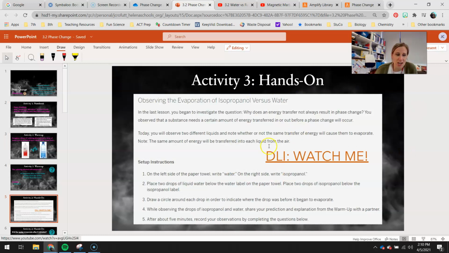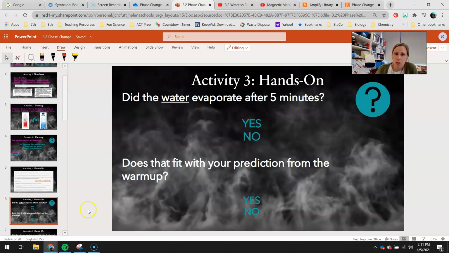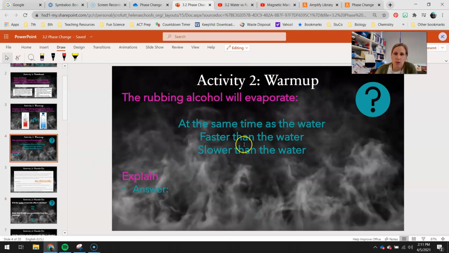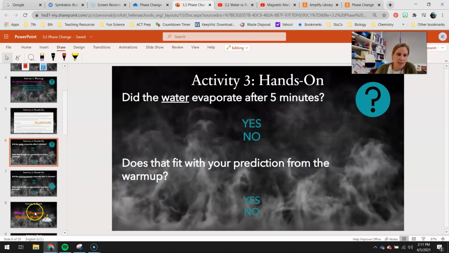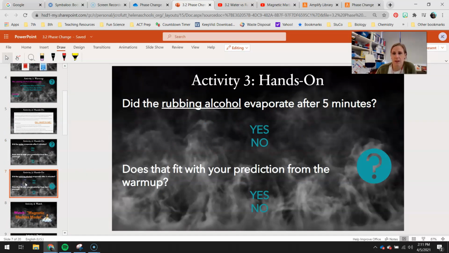So go ahead, check out what the instructions look like. You see it happen in super speedy motion, and then see what your actual results are. So did the water evaporate after 5 minutes? Circle yes or no. And does that fit with your prediction from the warm-up? So that kind of goes back to here. And then did the rubbing alcohol evaporate after 5 minutes? Yes or no. And does that fit with your prediction from the warm-up?